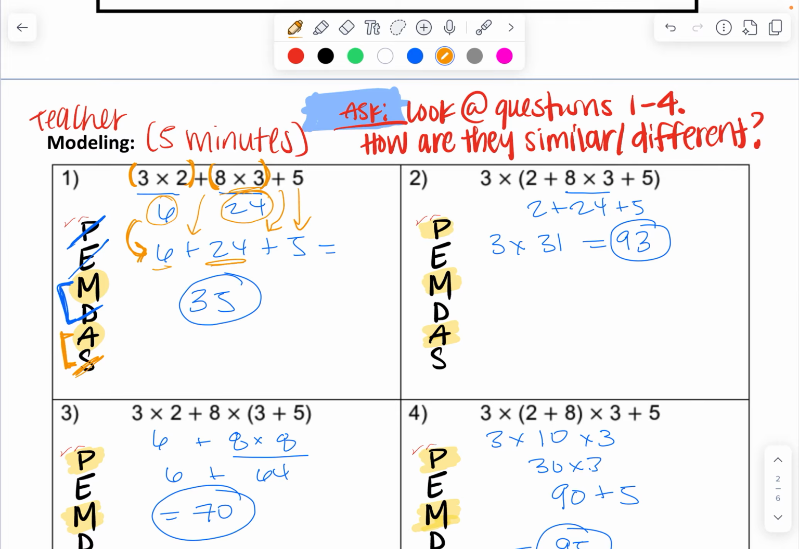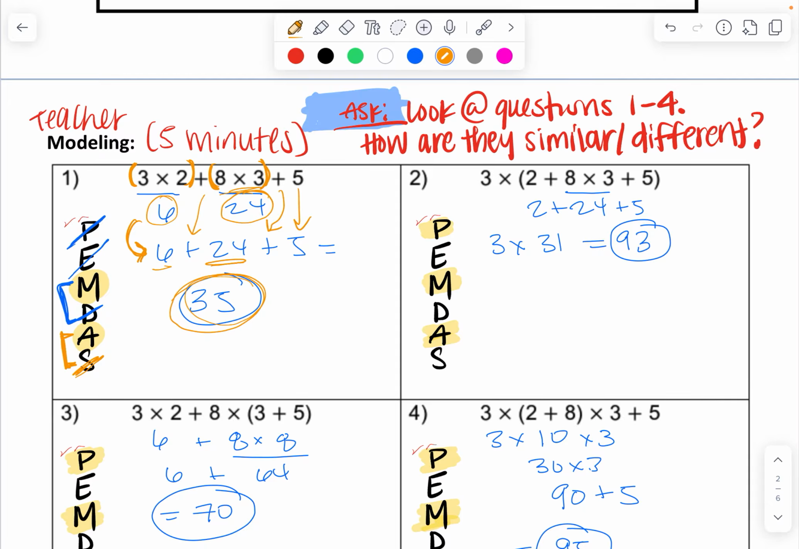We know that the commutative property applies here. It doesn't matter how we add because it's all addition. So some students may want to do 6 plus 5 first. Some students may want to do 6 plus 24 first. It doesn't matter here. But it's always better for you to go from left to right. So 6 plus 24 plus 5 gives you 35.